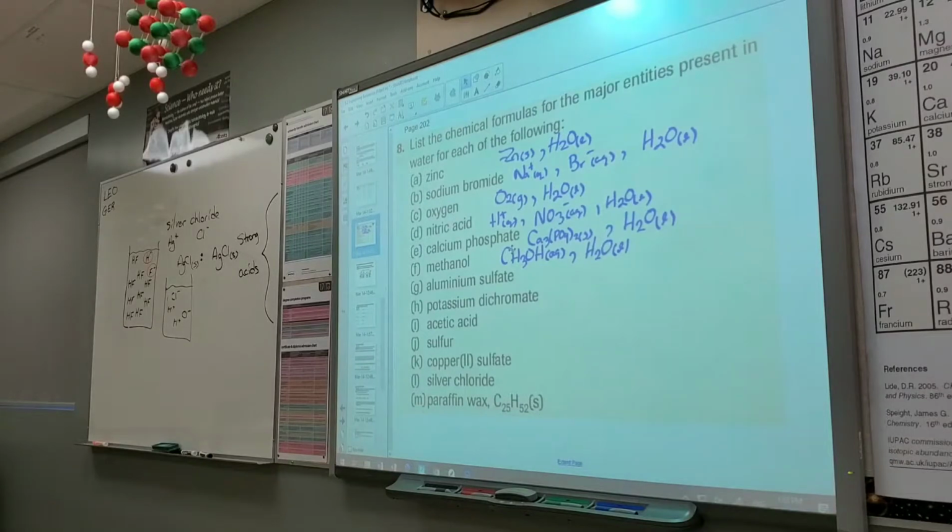In the formula of aluminum sulfate, there are 3 of them. But I don't care how many. We're just listing what's in it.